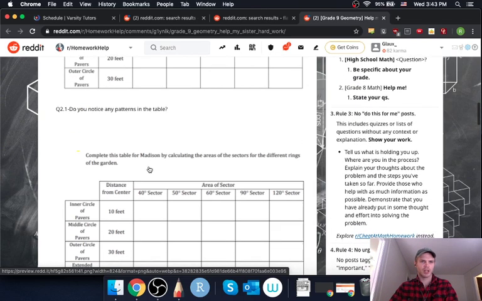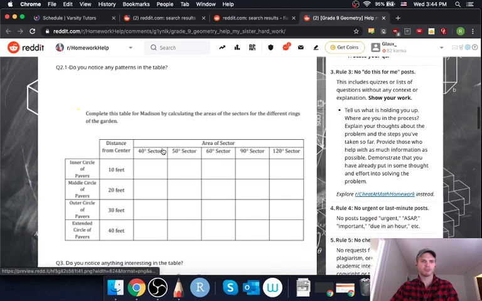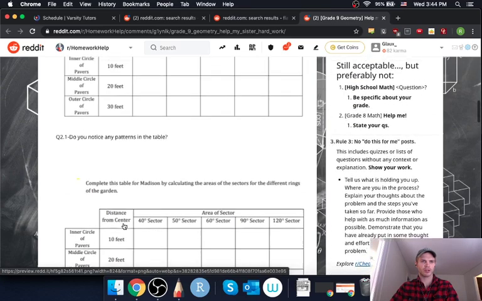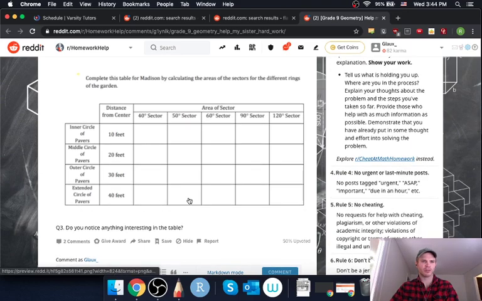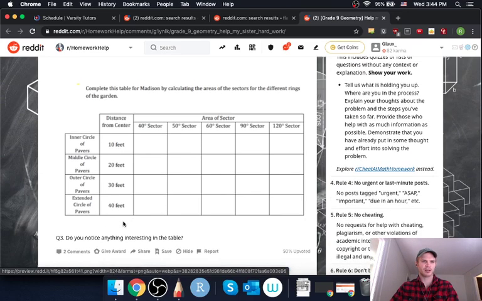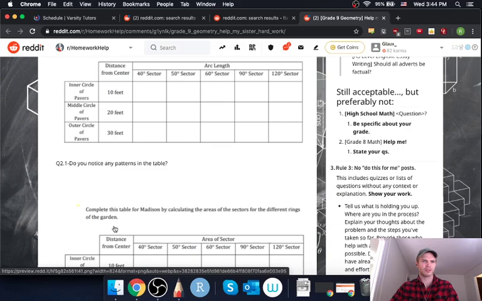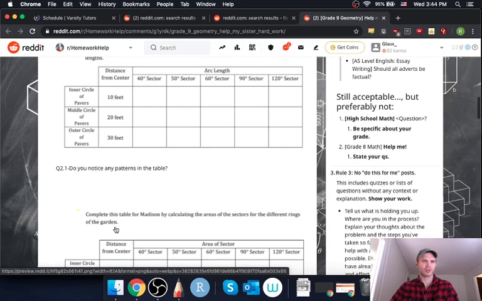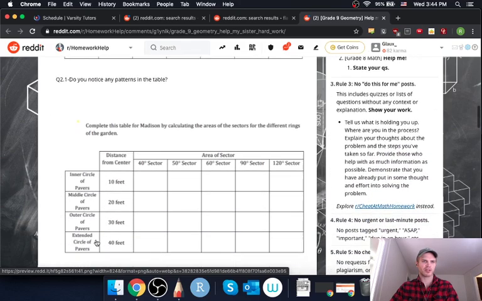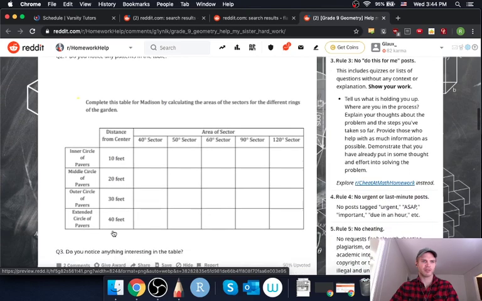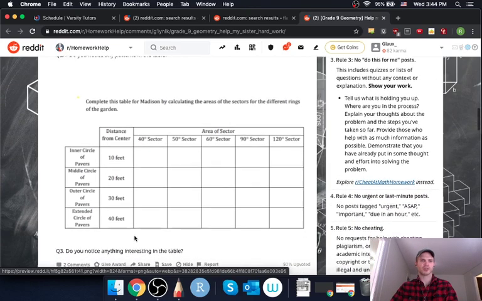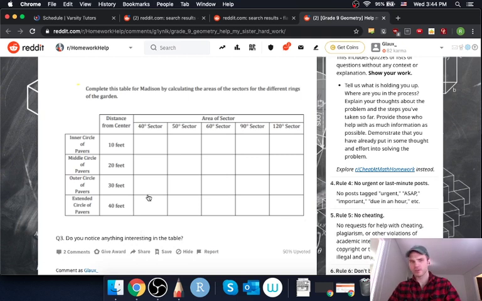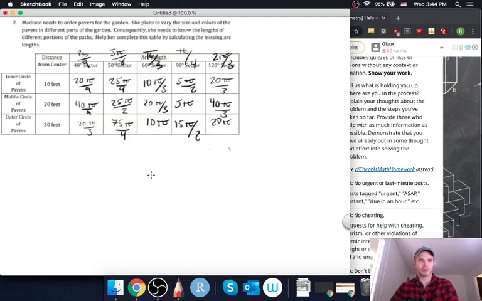All right, let's see what's the next thing here. Did we do this? Do you notice any patterns in the table? Oh, yeah, we could have. Okay, so this one actually has an additional row, which is not in the first one. Inner circle of pavers, middle circle of pavers, outer circle of pavers, and then they've pasted in this extended circle of pavers. So for 40 feet. So we're going to do this row. I'm going to write it here. So the last row is 40 feet.